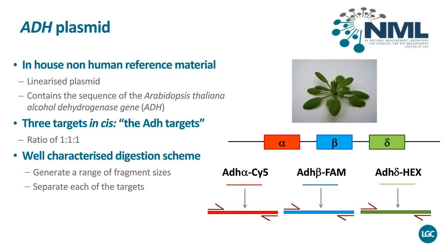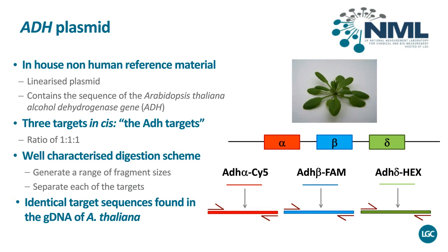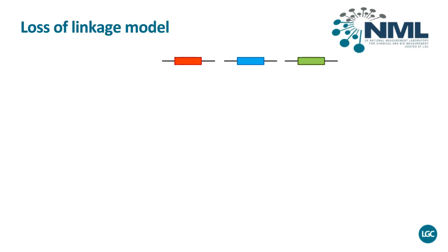We've digested it with pretty much every enzyme that has a restriction site within the ADH sequence, so we know exactly what we need to do to separate those targets. And then actually what's really nice is we want to go up that level of complexity. This sequence is exactly the same that's found in DNA. So for our loss of linkage model, we need to target 3 different targets.